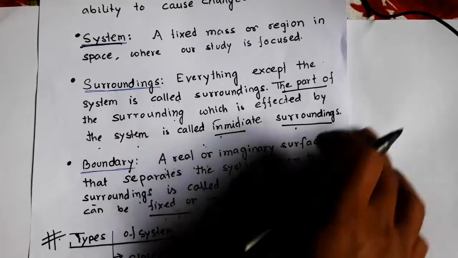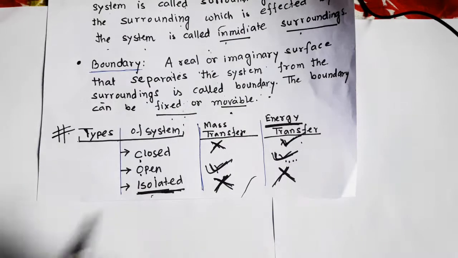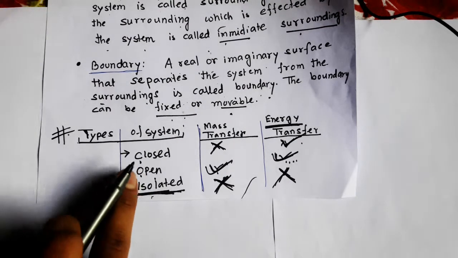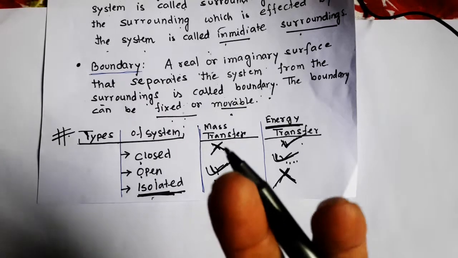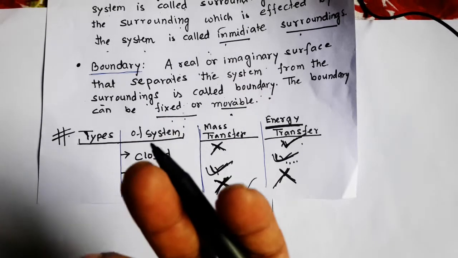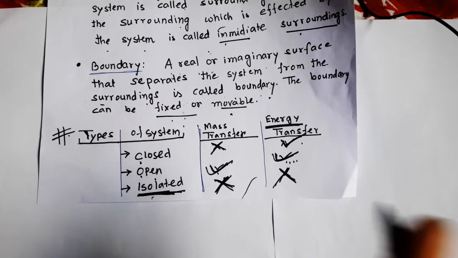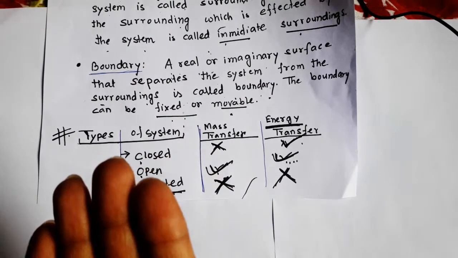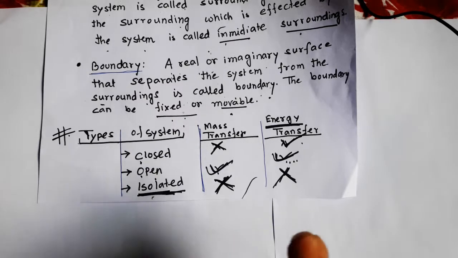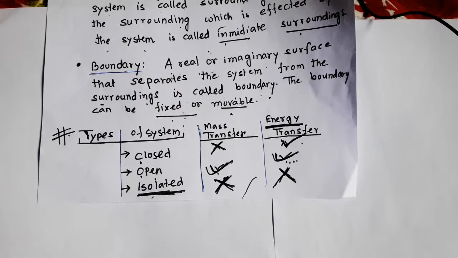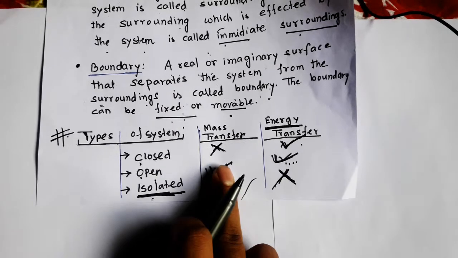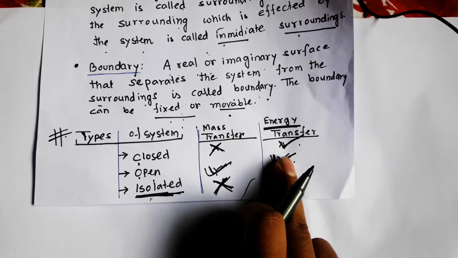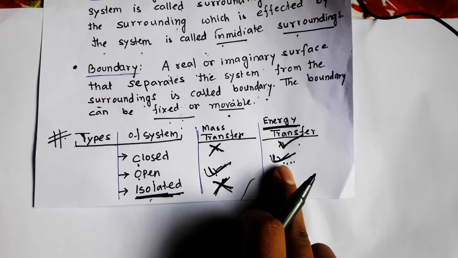Okay, now types of system. Three types of systems are there: closed, open, and isolated. I am starting from open system. If I take an example of a hot cup of tea, then what will happen? The mass will be transferred from the top of the cup in the form of evaporation, and heat will also transfer from hot tea to surroundings. So in that case, mass is transferring and energy is also transferring in the form of heat. So this is the example of open system.